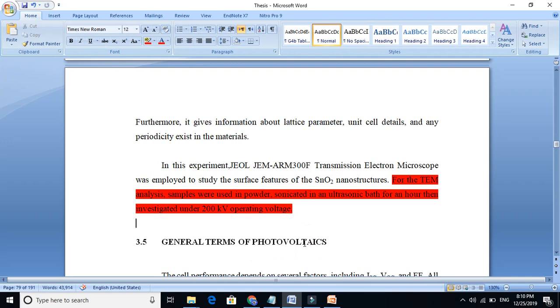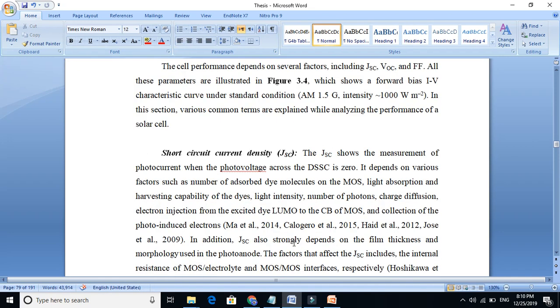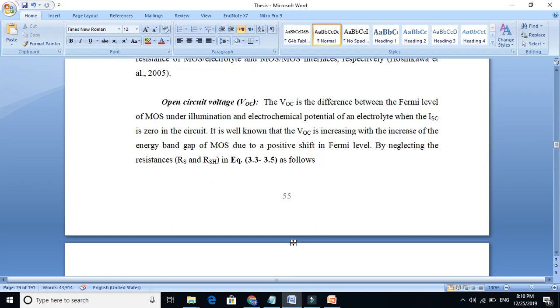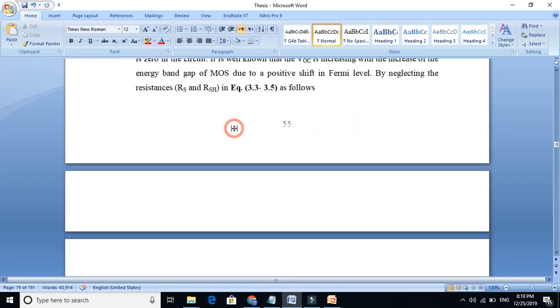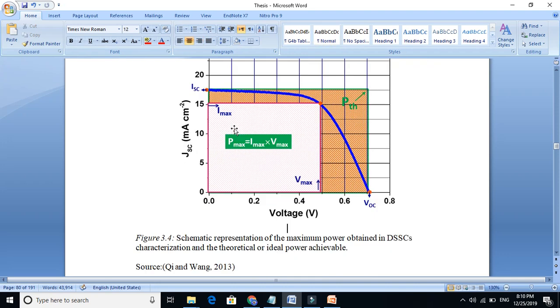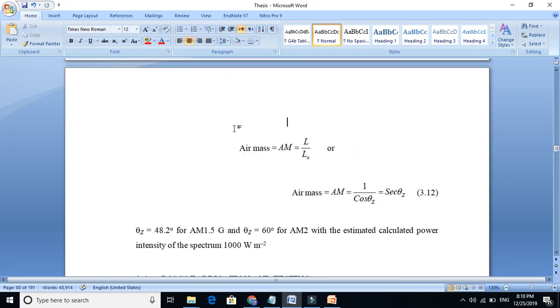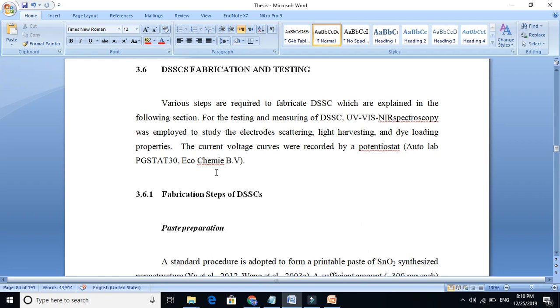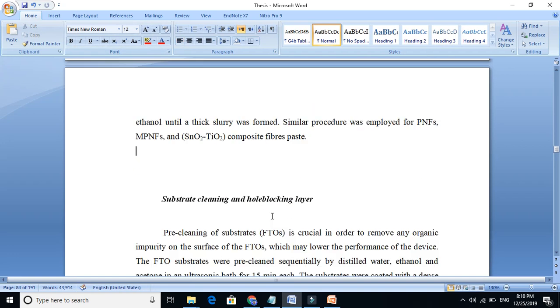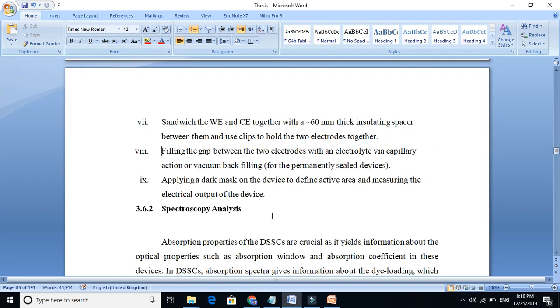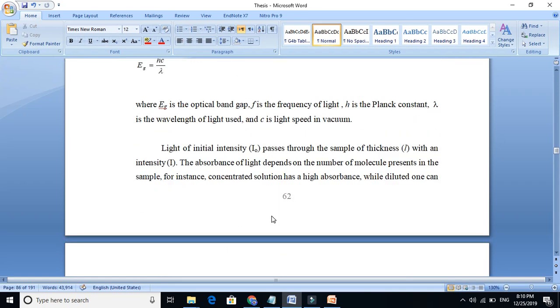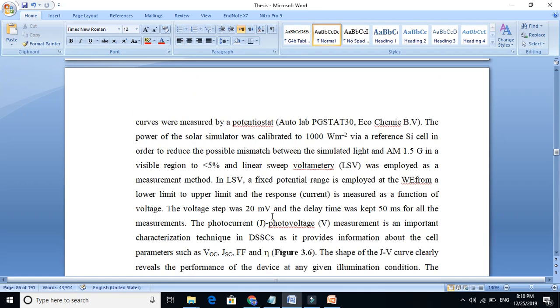And you also need to write the general terms in photovoltaics, because my field was this. So this is all about photovoltaics here. You need to write all the detail here and the method you use. You see all these diagrams. And then come the fabrication steps, how you fabricate your devices. You also need to write this here. You have to write all this on your own, but you have to take from the literature.